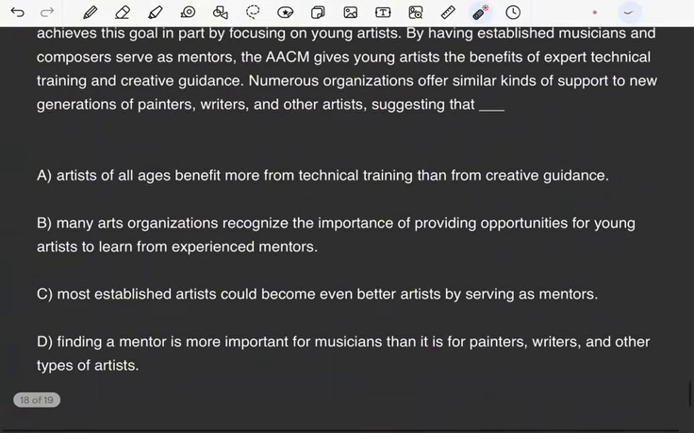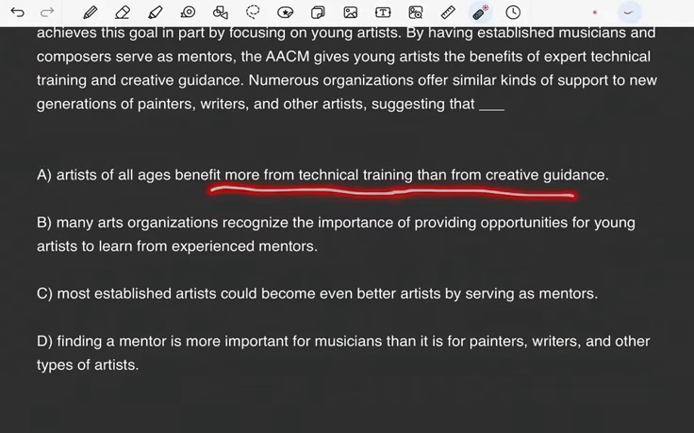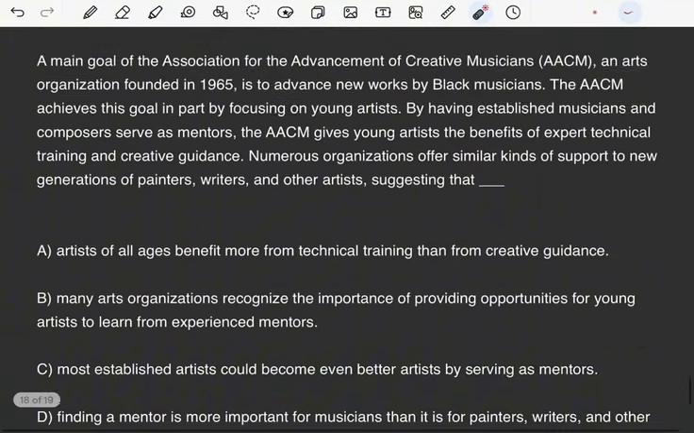Options are: A, artists of all ages benefit more from technical training than from creative guidance. Option B, many art organizations recognize the importance of providing opportunities for young artists to learn from experienced mentors. C, most established artists could become even better artists by serving as mentors. And option D is finding a mentor is more important for musicians than it is for painters, writers, and other types of artists. Now, as I was reading the options, I hope that you were able to analyze and understand that some of these options actually are pointless. So let's go through our strategy.